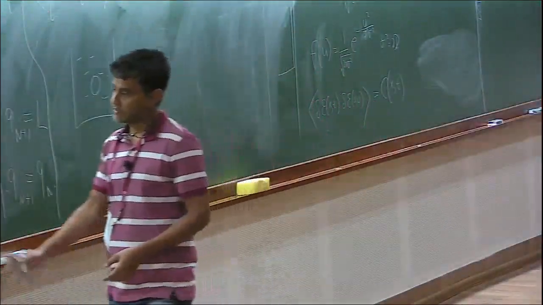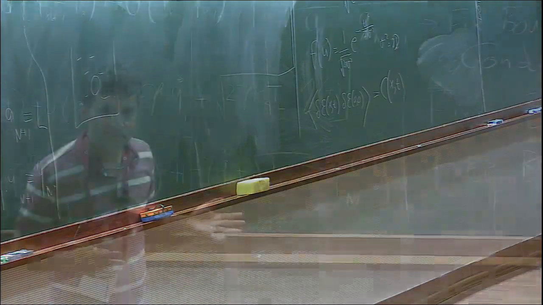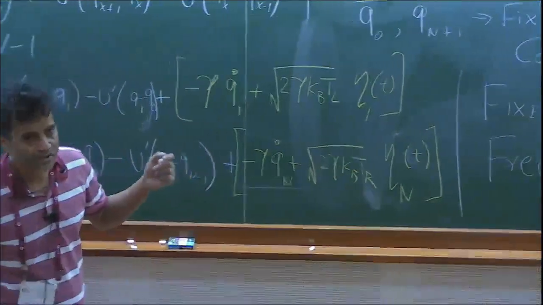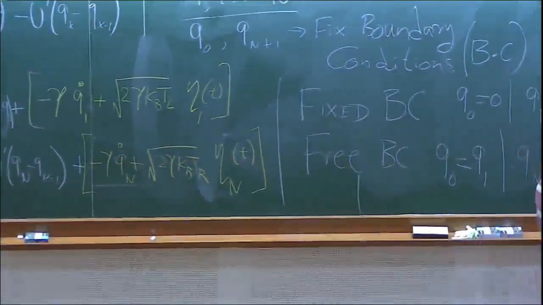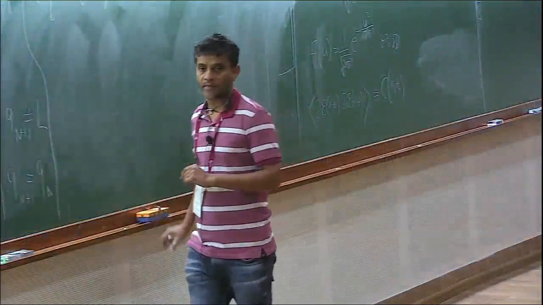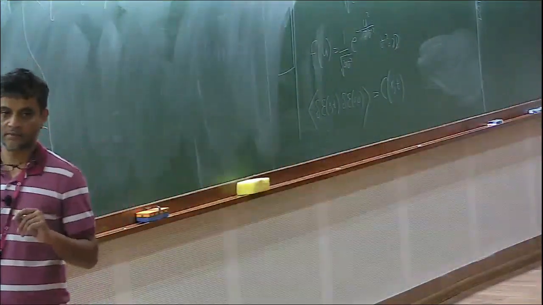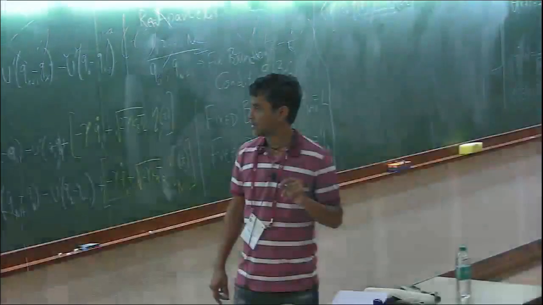In fact, you can verify that if the two temperatures are equal, then the system will actually reach the Boltzmann distribution again. So at both ends you put the same temperature, it will just equilibrate to some constant temperature. Suppose the two ends have the same temperature. Then usually to reach thermal equilibrium, you need a random force at each site.